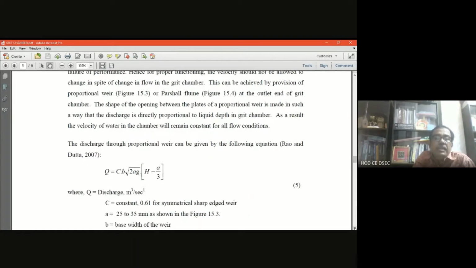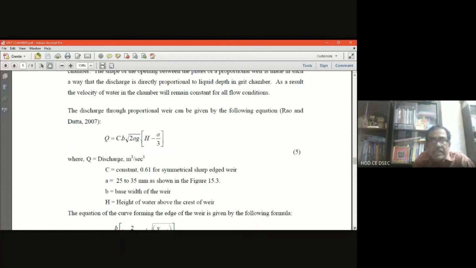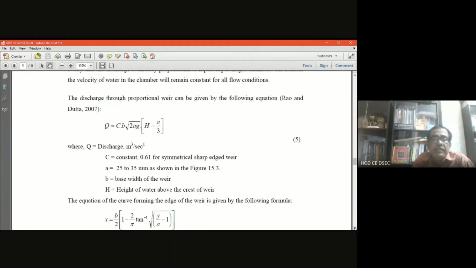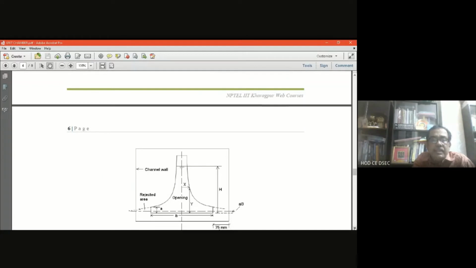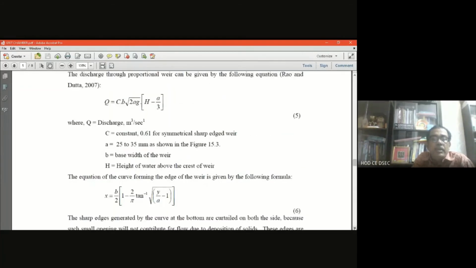Now, the discharge through a proportional weir can be given by the equation Q = C b √(2g) (H − a/3). C is a constant; for a symmetrical sharp-edged weir, it is 0.61. Let's see what a is. This is a. A is 25 to 35 millimeter, as shown in the figure.